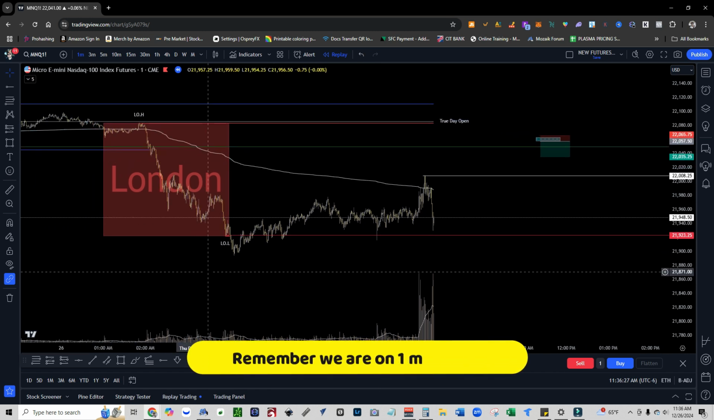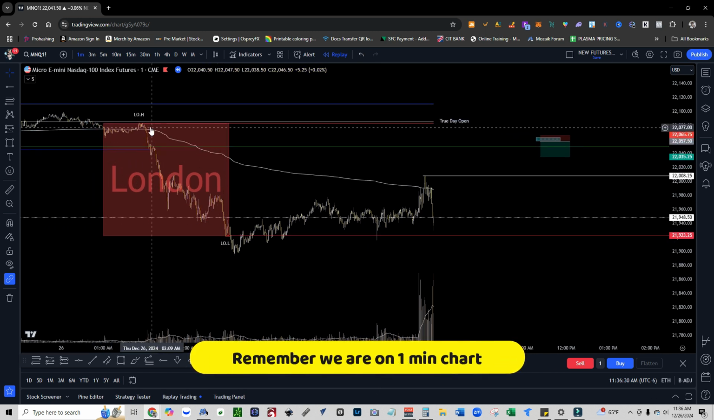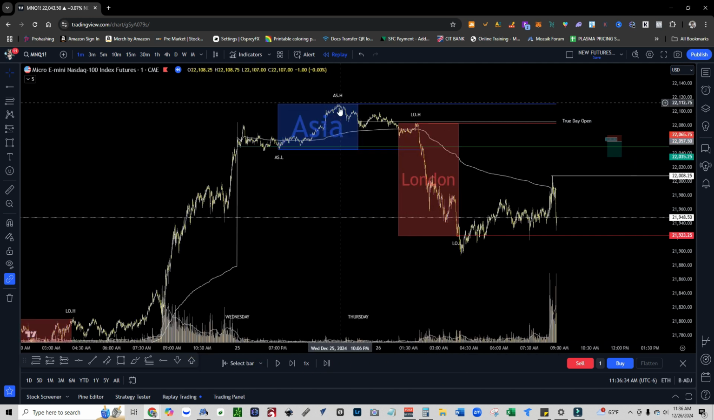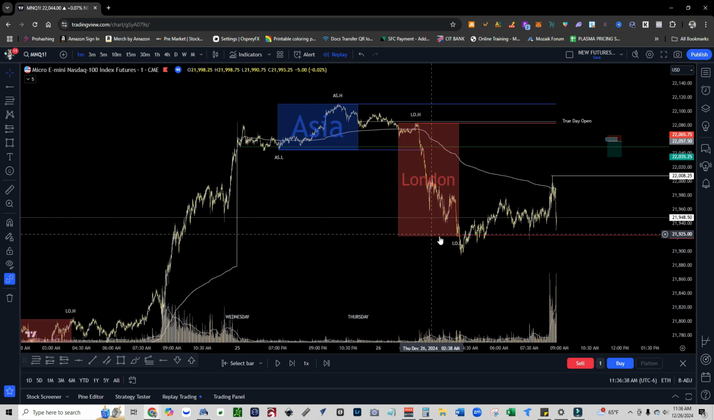What it's going to do is map out the London low and the London high, but it's also going to map out the Asia low and the Asia high. Why do you want to do that? Because these are going to be your major draws on liquidity, right? A lower draw on liquidity and a higher draw on liquidity.